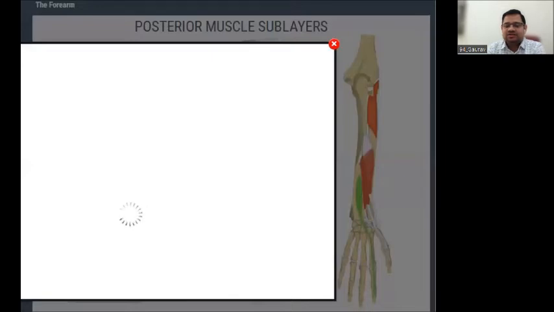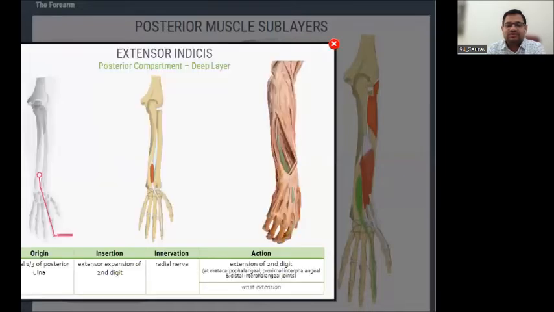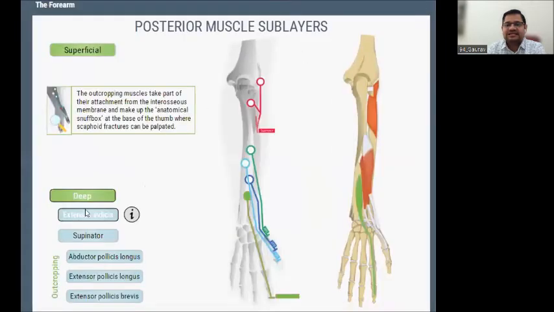So the origin here will be different. It will not be a common origin point. It will be the distal one third of the posterior ulna. Insertion will be to the extensor expansion of the second digit. Nerve supply will be the same radial nerve, and it will be especially for the extension of second digit. So this is about the extensor indicis.